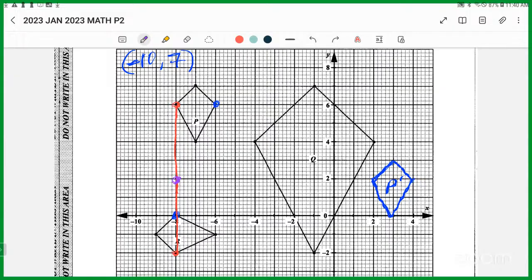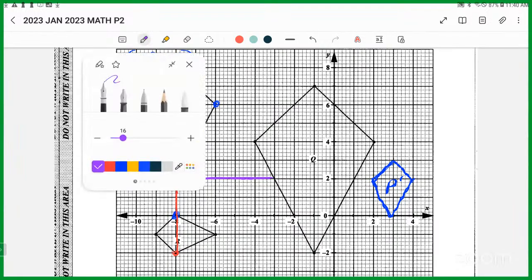Perpendicular bisector. So this point bisects the line. Then the perpendicular to that vertical line is this horizontal line. So the center is somewhere on this line. This perpendicular bisector right now, I'm marking in purple.